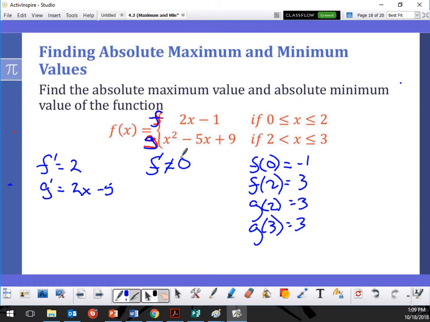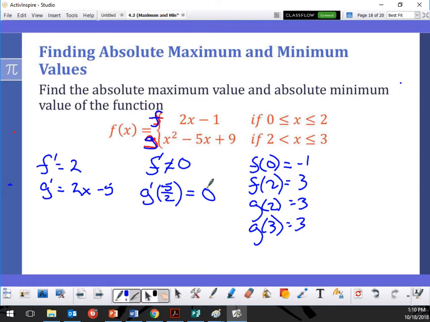Okay, so what about this one right here? So g prime. If I set g prime equal to 0, g prime is equal to 0 where? So g prime at 5/2 is equal to 0. There we go. So I know g prime at 5/2 is going to be equal to 0. That means that is a critical number, right? That's one of my critical numbers. So that's going to be a min or a max, right?